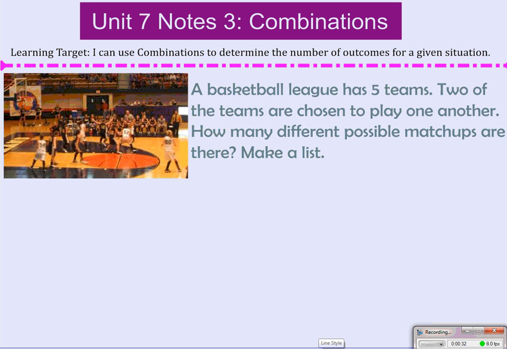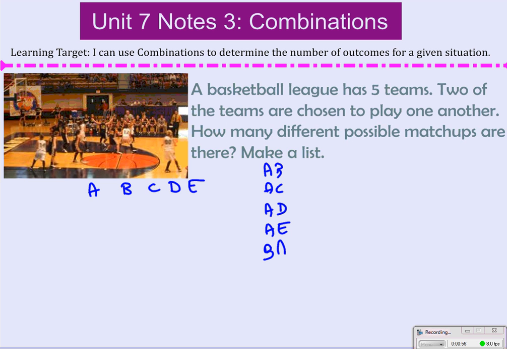So, let's take a look at the problem here. Basketball league has 5 teams. 2 of the teams are chosen to play one another. How many different possible matchups are there? Make a list. So you've got A, B, C, D, E. You have got 2 of the teams to choose. So A can play B, A can play C, A can play D, A can play E.